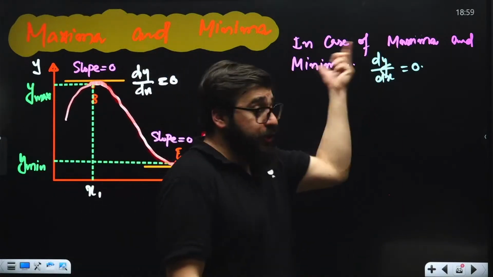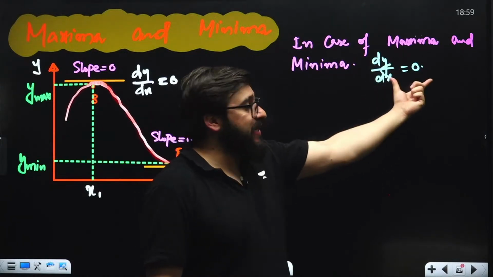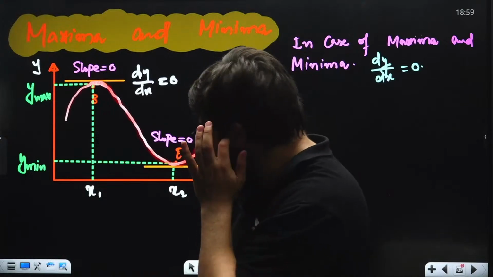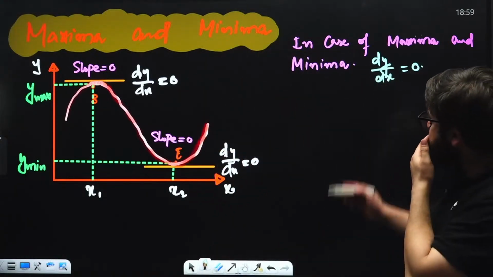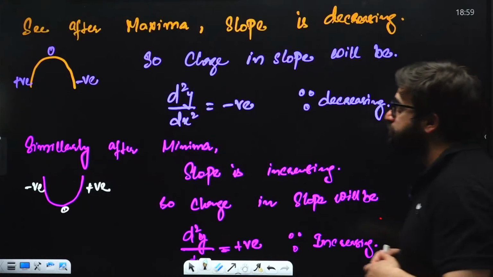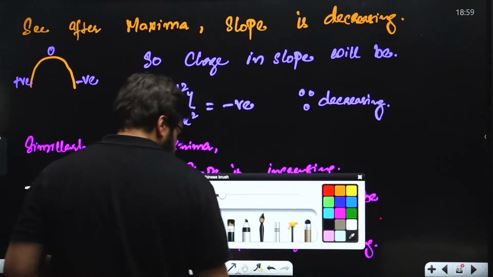Now, if in a graph you have to find which point is maxima and which point is minima, what is the first condition? You check at which point dy by dx is 0. That point will be either maxima or minima. Now, how do we exactly find which one is maxima or minima? Let's come over here.